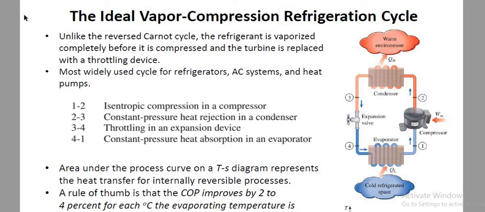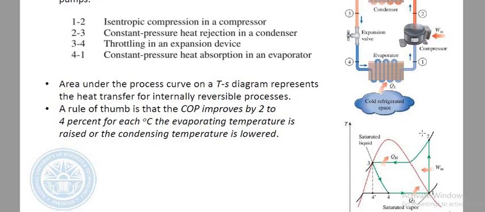Okay, so the ideal vapor compression refrigeration cycle actually solves the issues which are encountered in the Carnot cycle. It is a feasible cycle as well as ideal, that can be modeled, on which the actual cycles can be designed. Unlike in the reversed Carnot cycle, the refrigerant here is vaporized completely before it is compressed and the turbine is replaced with a throttling device. Okay, so we can see here our TS diagram of this process.